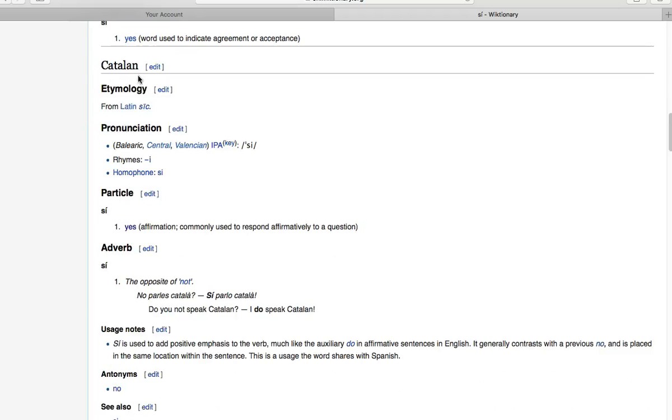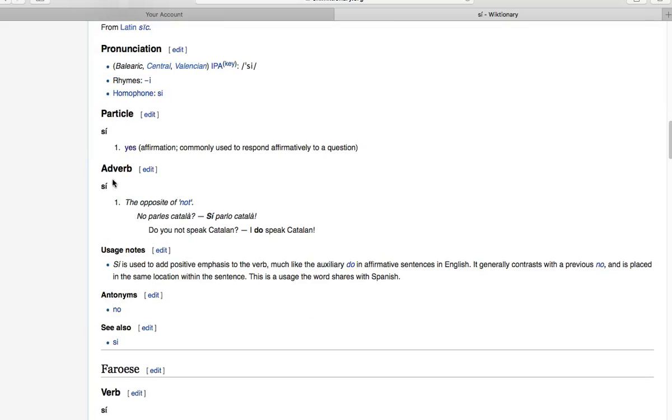Okay, let's look at the word sí in Catalan. Català. This is also a regional language of Spain, primarily in Barcelona. And it also comes from the Latin sic. I think that's how you say it. And what does it mean? Sí means yes, as an affirmation commonly used to respond affirmatively to a question. Yeah, so same thing. What else do we have here? As an adverb, sí means the opposite of no.